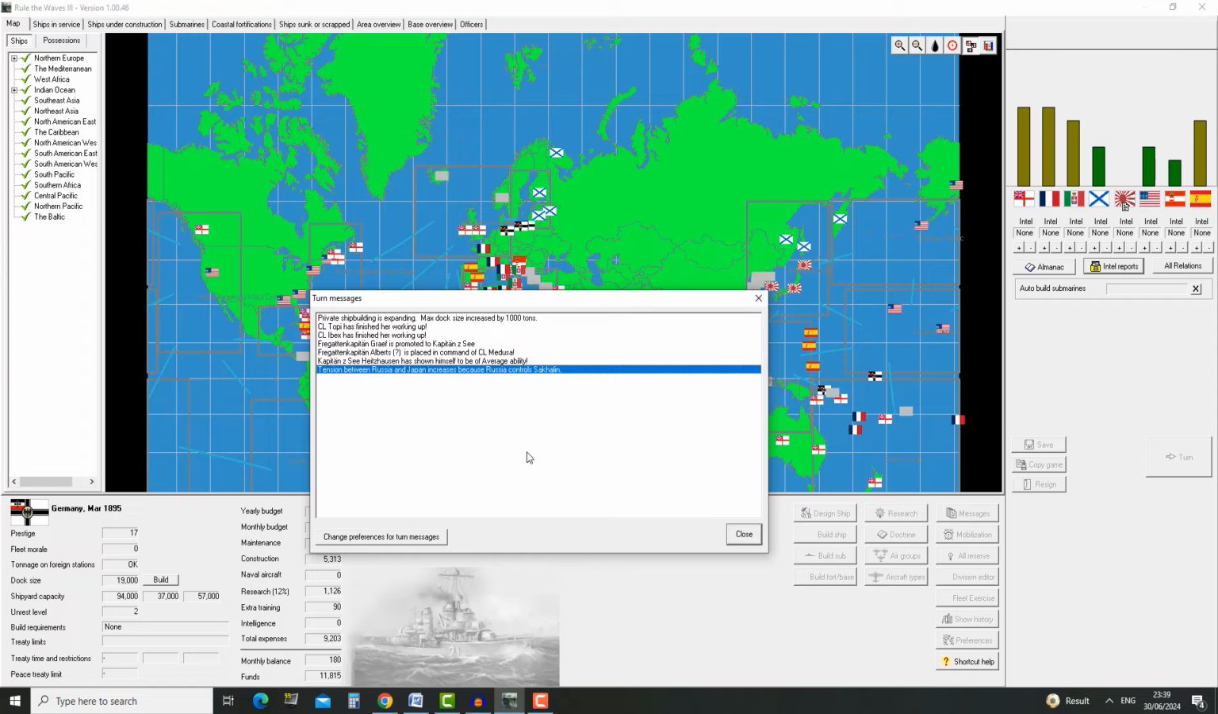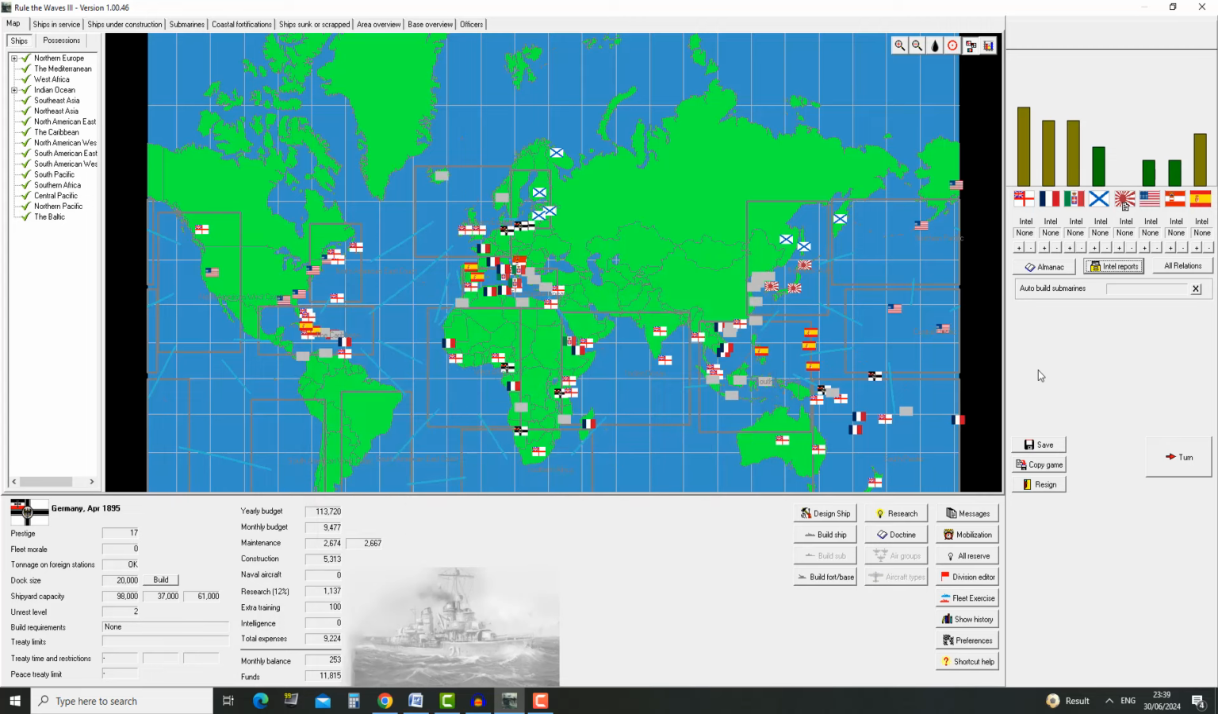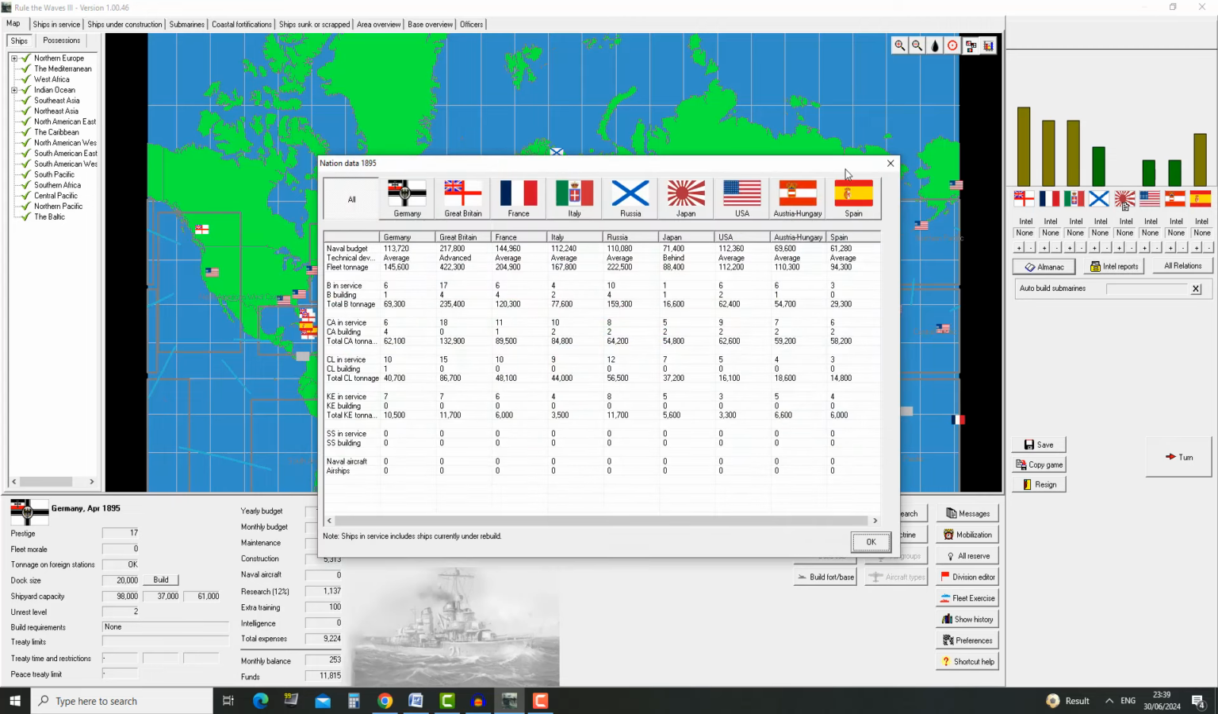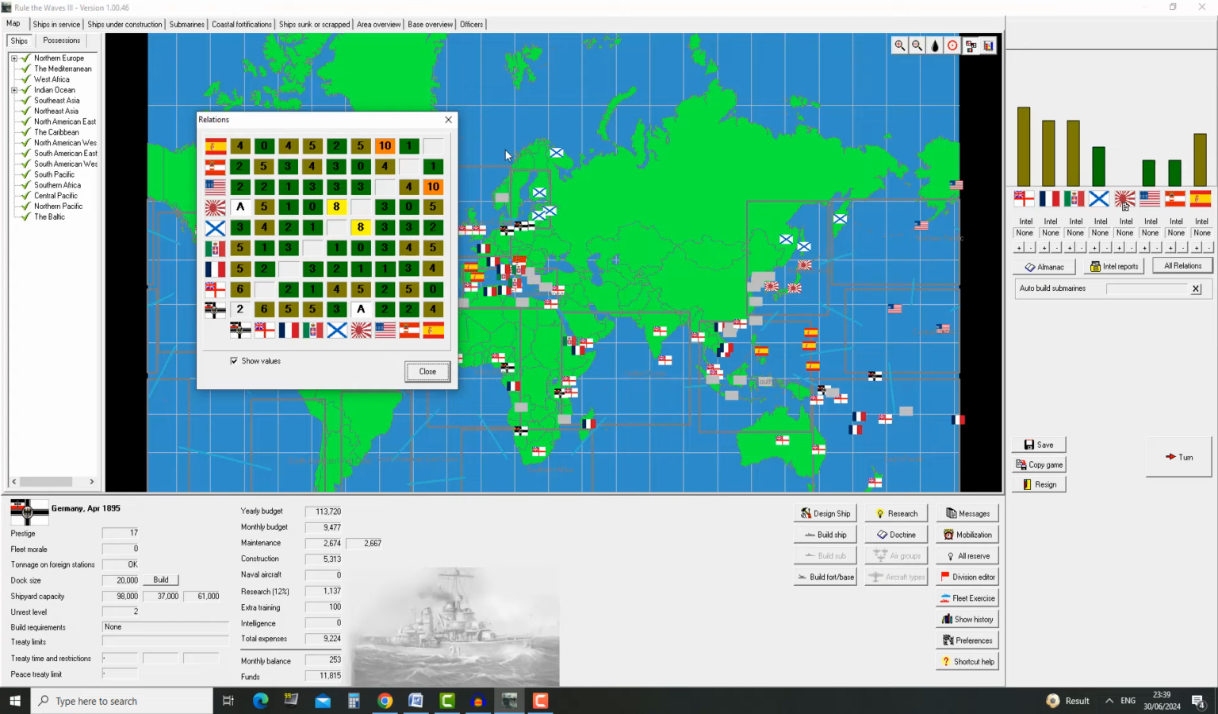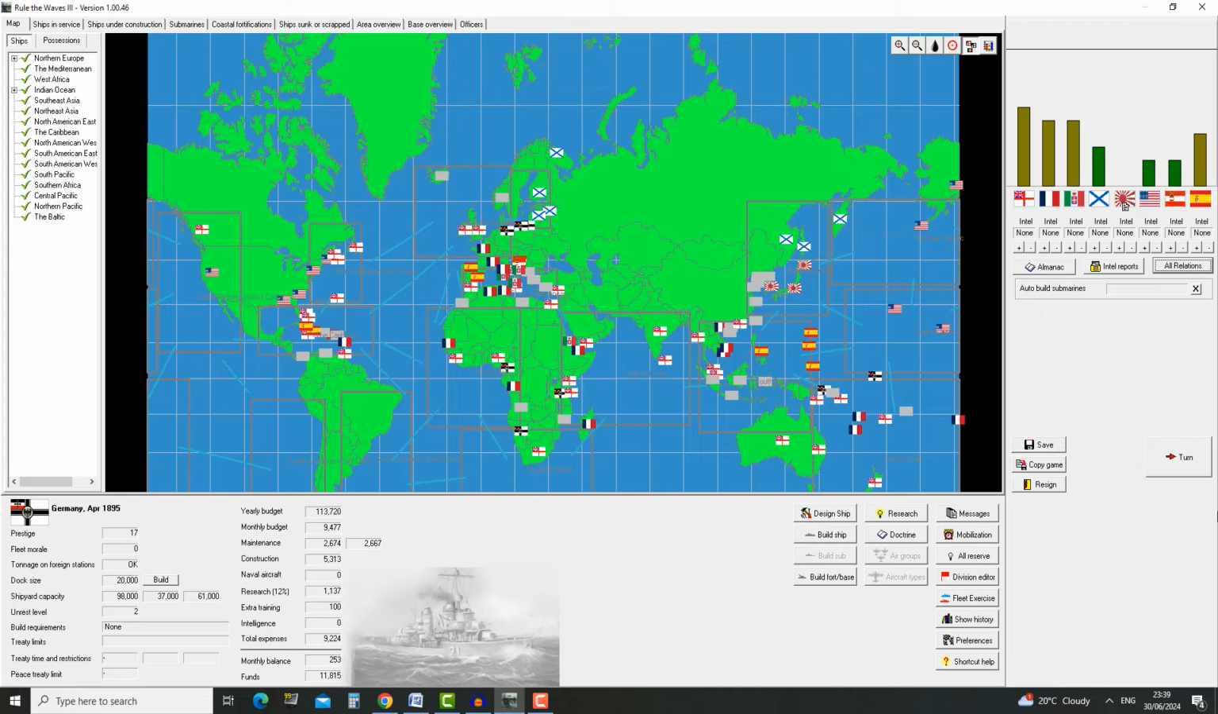And tensions between Russia and Japan increase because of Sakhalin. Actually, not the almanac, I want to see the relations. Spain and United States, still 10. Okay, we'll have to see what's going to come out of that. Our yearly budget significantly increased due to the choices that we made, so let's hope it's going to stay there.